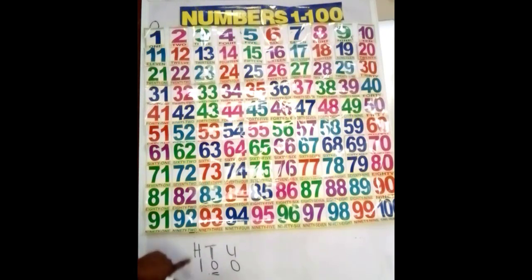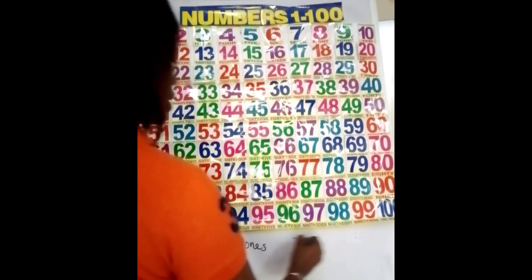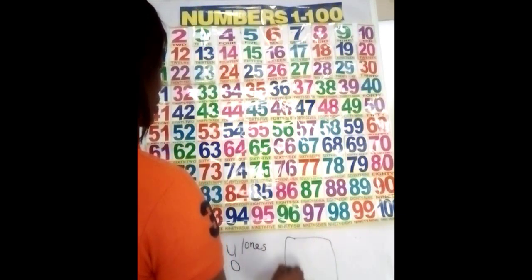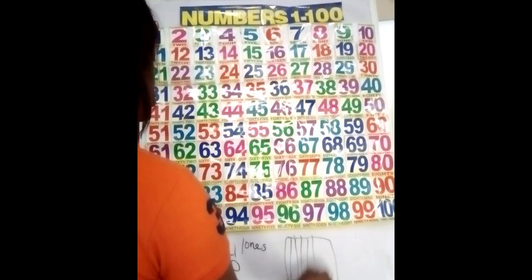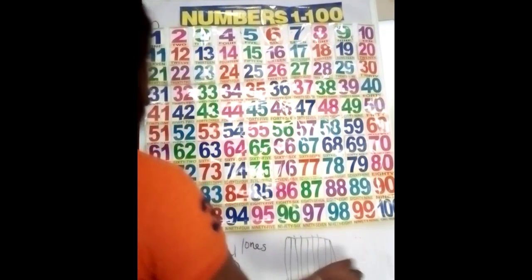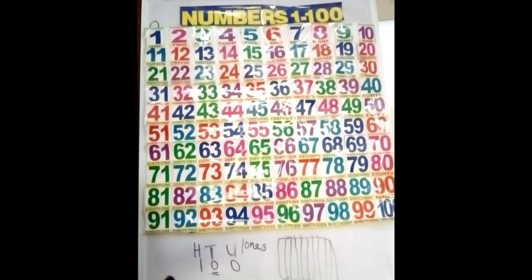This H here stands for 100. The U here stands for units or ones. The T stands for tens, and the H stands for 100. So 100 is 0 units, 0 tens, 1 hundred. Now your 100 is a stack of 10 tens. Remember, your 10 is a column of 10 units. Now when you have 10 of the columns stacked together, it gives you 100.